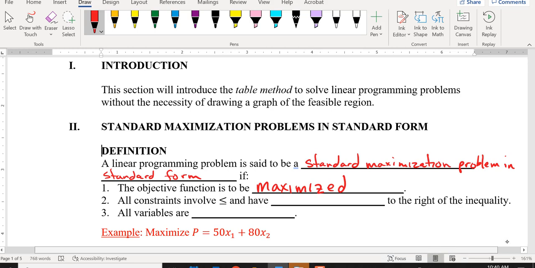Second thing, all constraints involve a less than or equal to and have positive constants to the right of the inequality. All of these numbers over here on the right side of the inequalities have to be positive. All of the inequalities have to be less than or equal to. And the third thing's all variables are non-negative, meaning this last line. Got it?